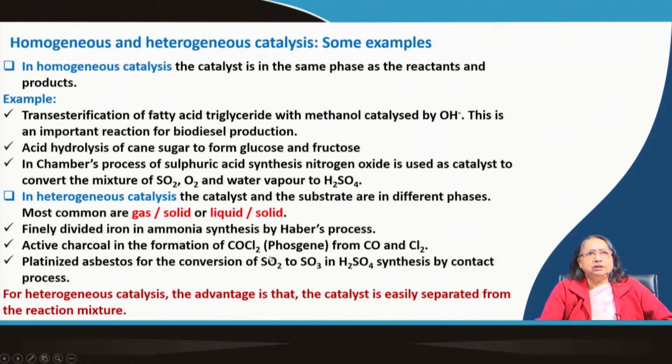Active charcoal in the formation of phosgene, it is a very poisonous gas, phosgene. So, it can be synthesized from carbon monoxide and chlorine. So, there active charcoal is used. So, all are gas, but this is the solid.